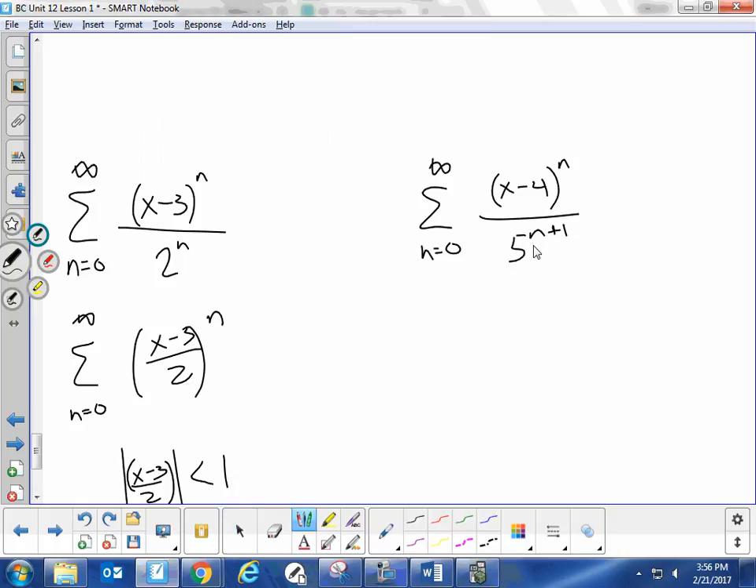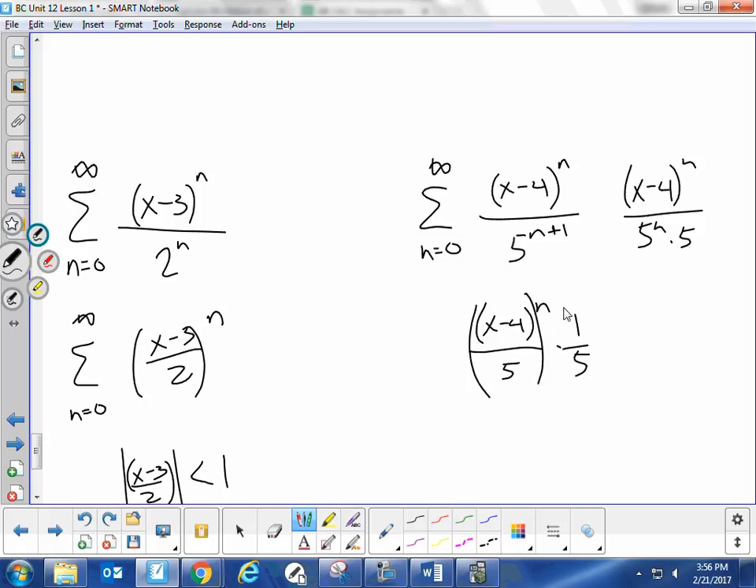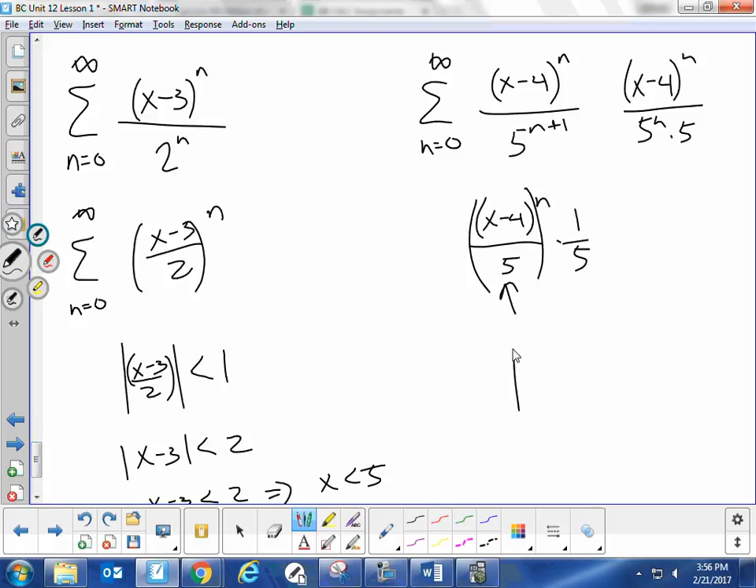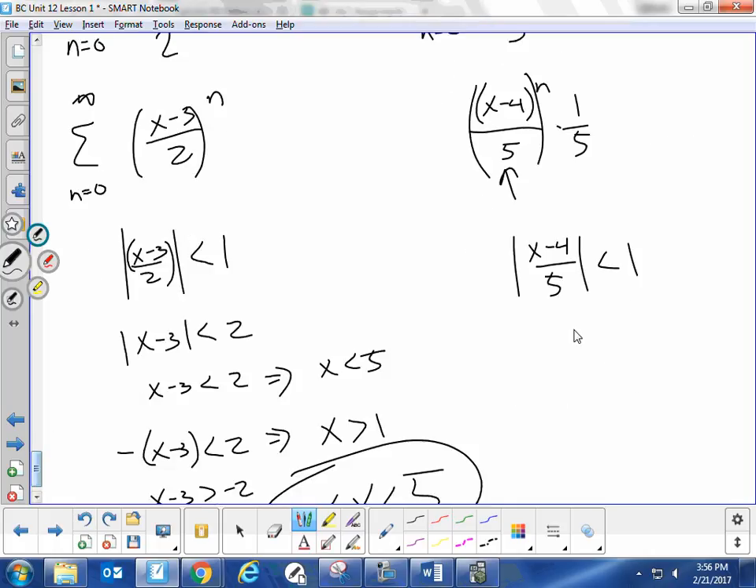Last one, what can we do here? Rewrite it. This is x minus 4 to the n. This is 5 to the n times 5. So this ends up being x minus 4 over 5 to the n times 1 over 5. I need to make sure this is less than 1. Absolute value of x minus 4 over 5 has to be less than 1. We multiply both sides by 5. We can do that with absolute values, giving me absolute value of x minus 4 is less than 1.